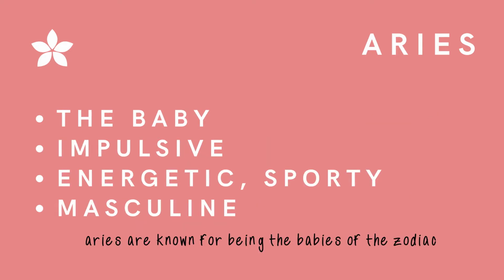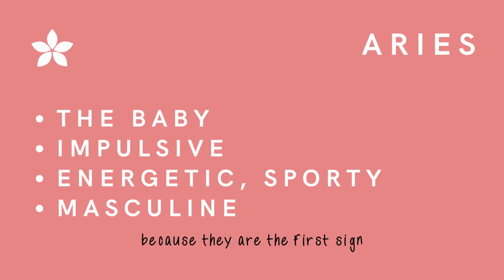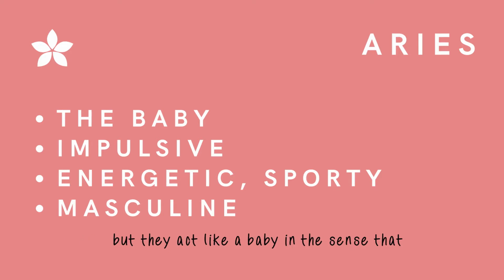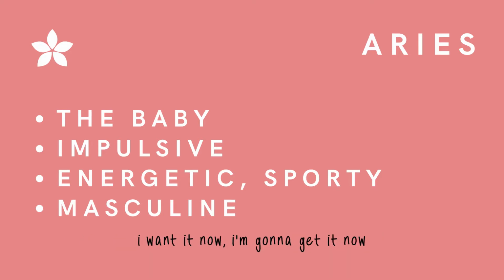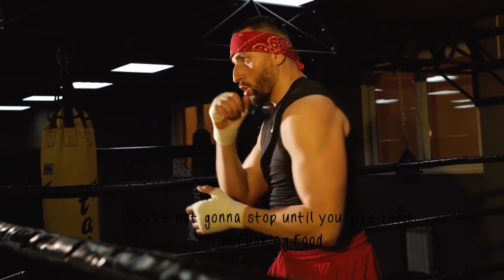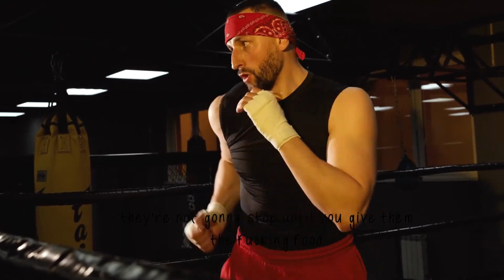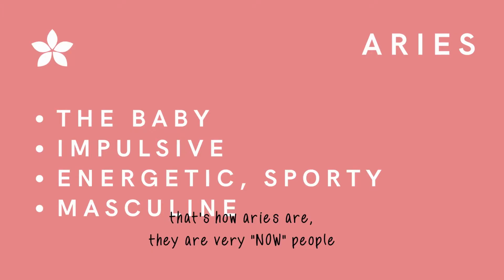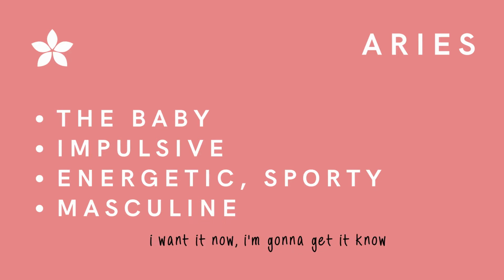Aries are known for being the babies of the zodiac because they are the first sign. They do act like babies sometimes, not to say that they're immature or anything, but they just act like a baby in a sense that I want it now, I'm gonna get it now. Like if a baby is crying because they're hungry, they're not gonna stop until you give them the food. Okay, so that's how Aries are. They're very, very now kind of people. I want it now, I'm gonna get it now.